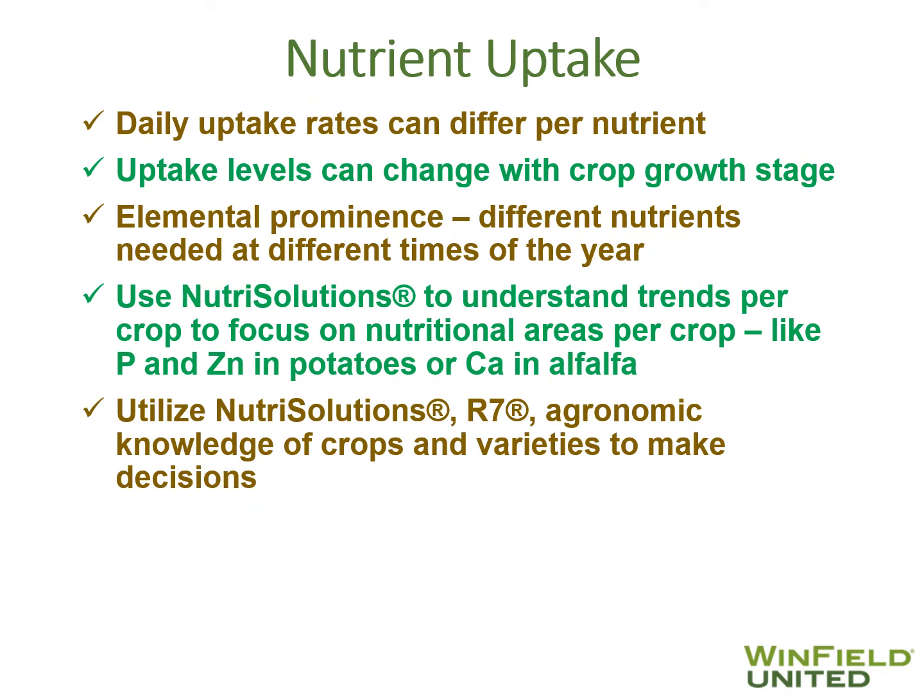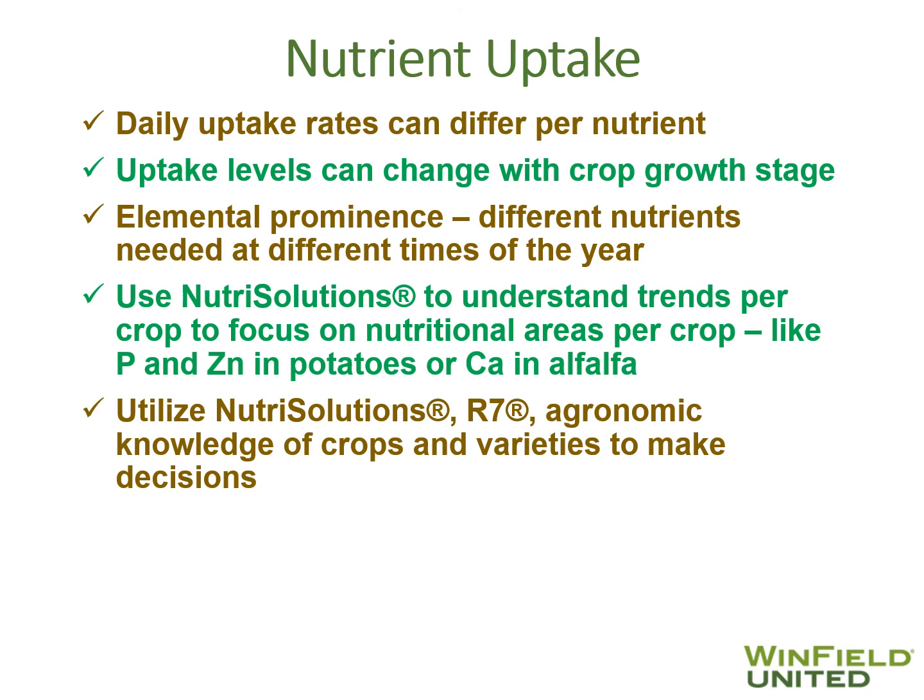So if we review a few things on nutrient uptake, we saw that the daily uptake rates differ per nutrient. We saw that it can change with the growth stages over time. The elemental prominence means that there are different nutrients needed at different times of the year and in different quantities, like we saw with the potatoes and with the corn. We can utilize the NutriSolutions to understand the trends over time, like we did on the phosphorus and the zinc in the potatoes and the calcium for the alfalfa.